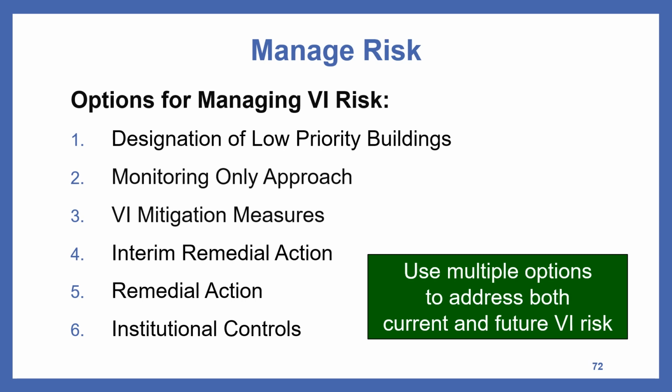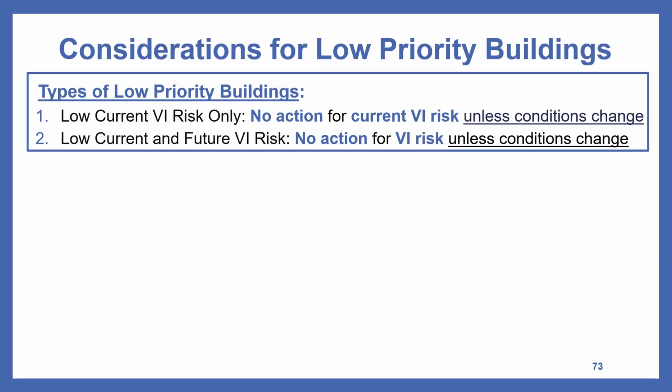The first risk management option is to designate a building as low priority for VI risk. I'm going to go through some of the considerations for making that decision. First, let's look at the 2 different types of low priority buildings. First, you could have a building where indoor air demonstrates there's a low current VI risk, whereas the subsurface data shows there's a potential future VI risk. For that building, you'd have no action for current VI risk unless conditions changed at the building. And then you would also be selecting a different risk management option to address that future risk.